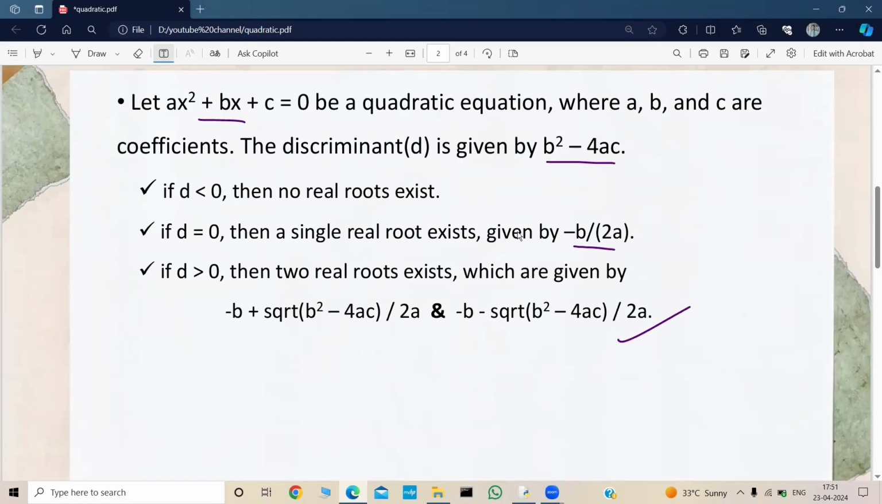What if my d was greater than 0? Two real roots exist, which are (-b + √(b² - 4ac))/2a and also (-b - √(b² - 4ac))/2a. And one more thing, we can also replace this b² - 4ac with d, nothing but the discriminant. So the formula is (-b + √d)/2a, and the second formula was (-b - √d)/2a, right?